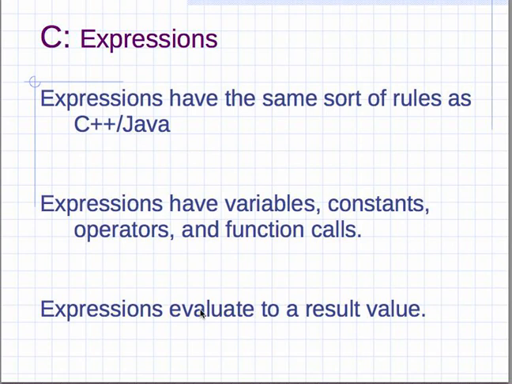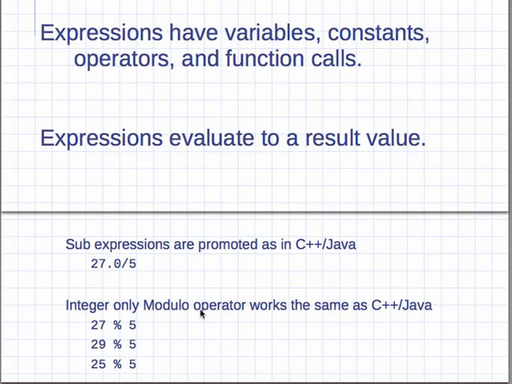Okay, expressions in C have the same sort of rules as C++ and Java. They have variables, they have constants, they have operators, and function calls can be part of expressions too. In the end, every expression or sub-expression evaluates to some result value that can be stored somewhere or not stored.